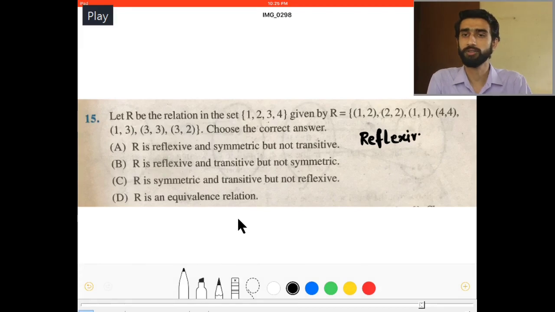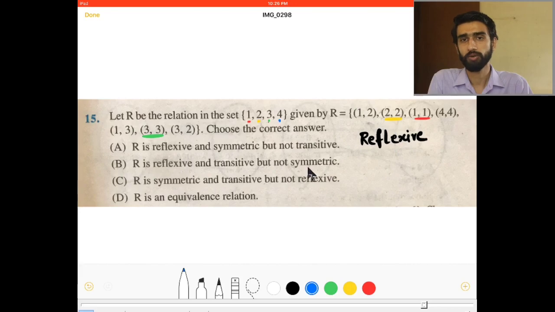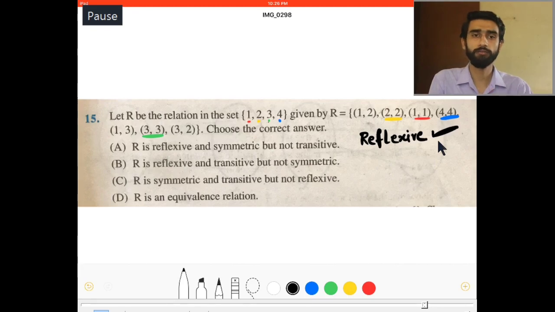Now let's check for reflexive. For being reflexive, if 1 is there, (1, 1) must be there, it is there, very good. For 2, (2, 2) must be there, very good. For 3, (3, 3) must be there, and (4, 4) must be there. So this relation is reflexive. I am confirmed that this relation on set A is reflexive.